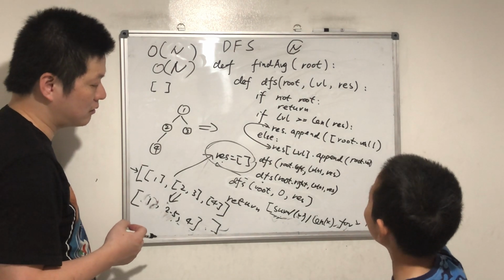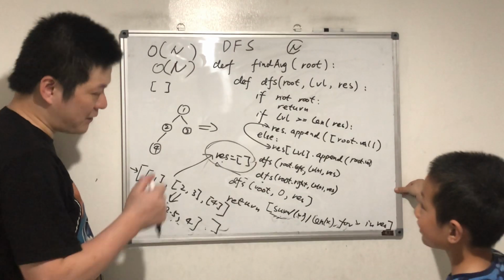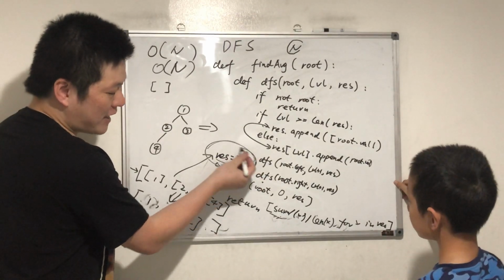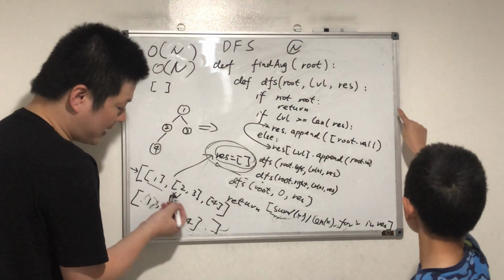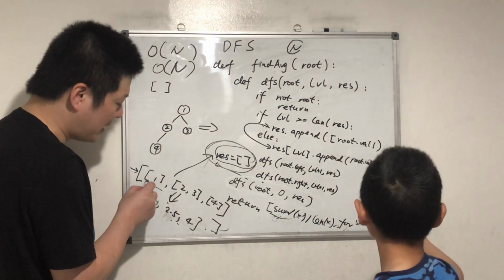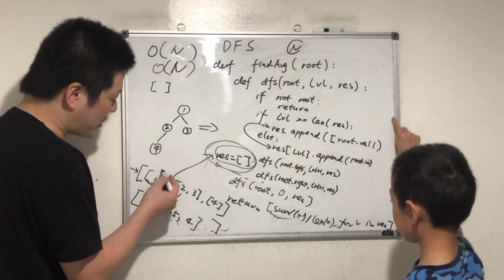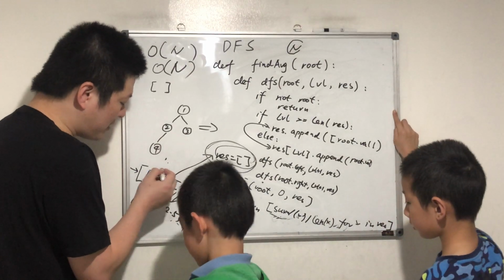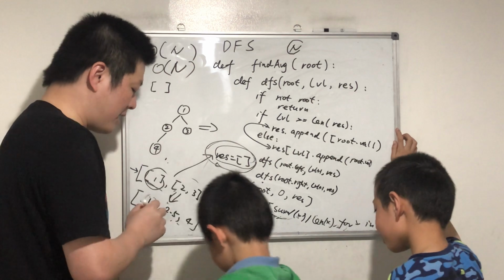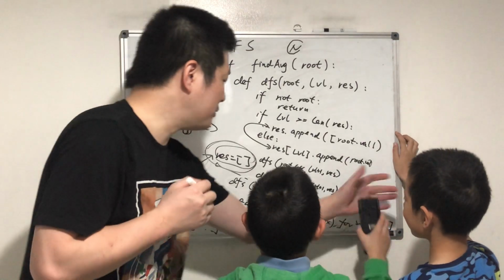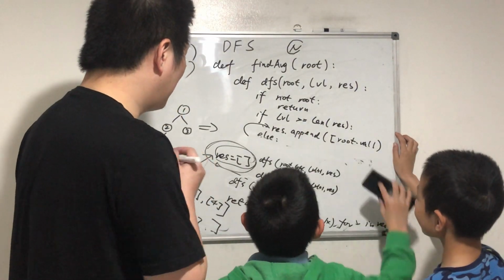Because we are using DFS, that's a search, and the result is a list of lists. Yes, this is a two-dimensional list, Eric. A list of lists. So look, index 0 is this one, index 1 is here, index 2 is here. What are you doing? What's this? Okay, yeah, good choice.